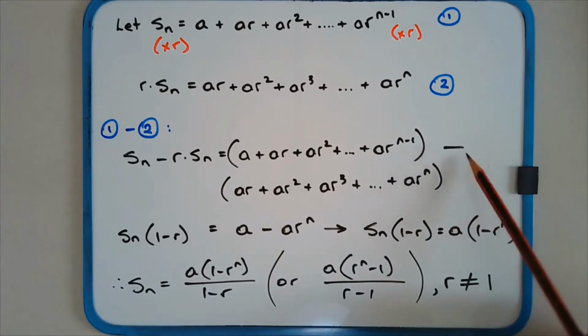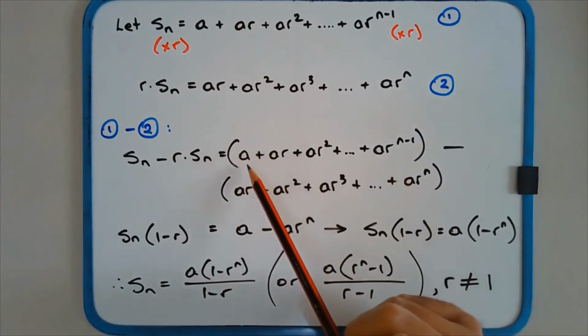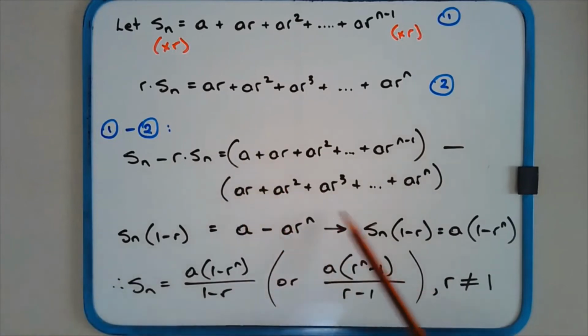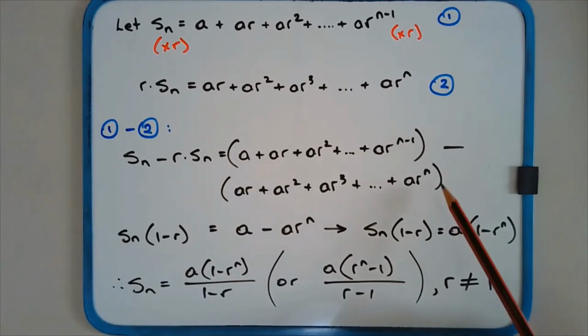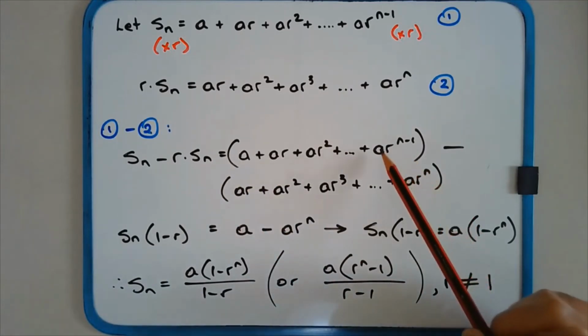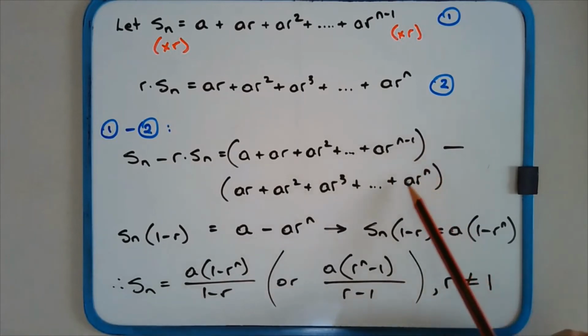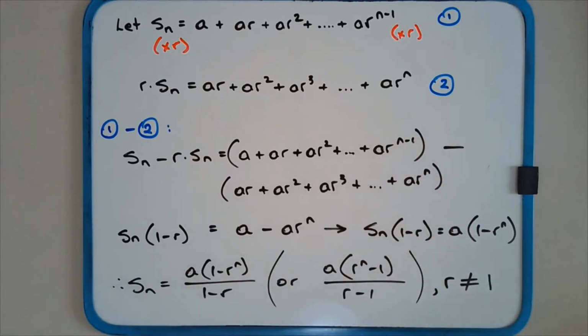Now, if you expand the brackets, of course, you're going to get some cancellation. In this bracket here, you have the first term a, but there's no a in the second bracket. So this a here is retained. In the second bracket here, we have an ar to the power of n, but there's no ar to the power of n in the first bracket. So this term is retained, but all other terms will cancel.